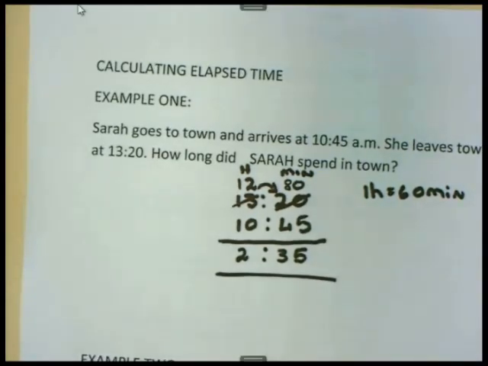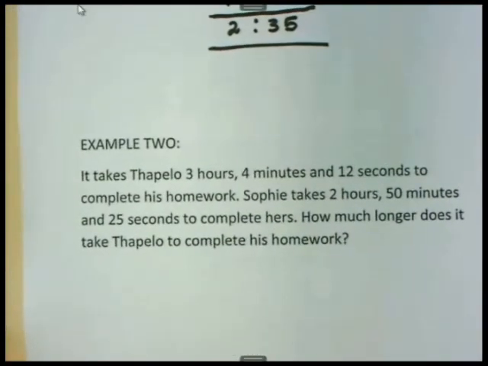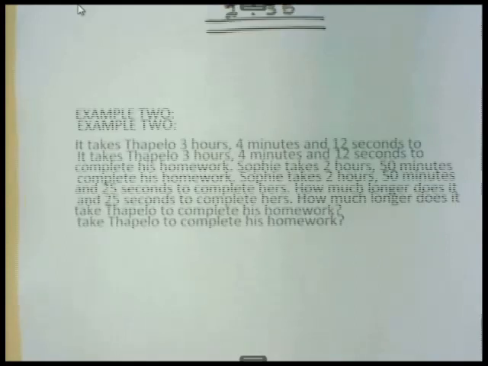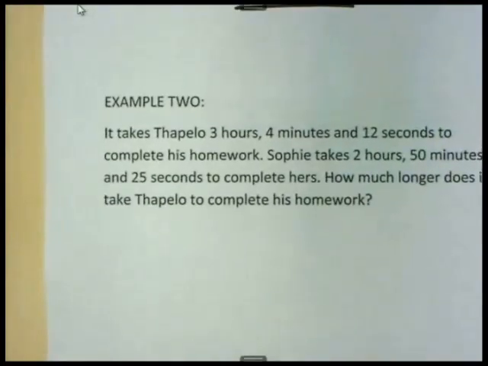Let us look at a second example. In this example, we are going to go a little bit further. We are not just going to talk about hours and minutes, we are also going to bring seconds into this example. It takes Tapelo 3 hours, 4 minutes and 12 seconds to complete his homework. Sophie takes 2 hours, 50 minutes and 25 seconds to complete hers. How much longer does it take Tapelo to complete his homework?